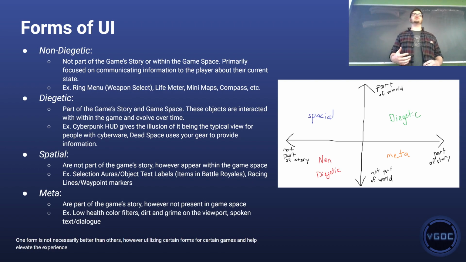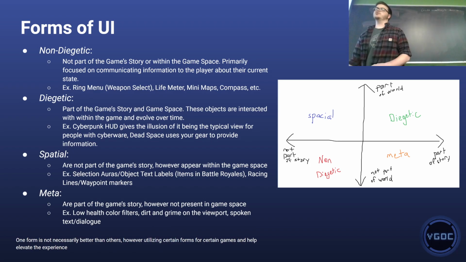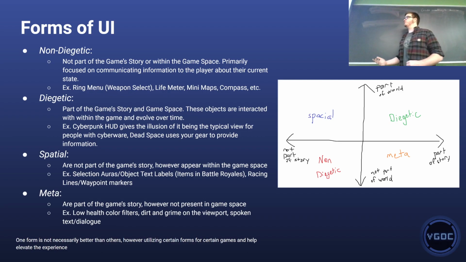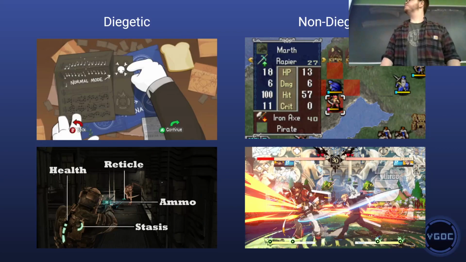These are ways to represent things within the game world. However, you don't have to worry about them making sense contextually to your overall story. And finally, meta, where things are part of the story, however not present in game space. We have a good example in the next slide, which we'll go over now.